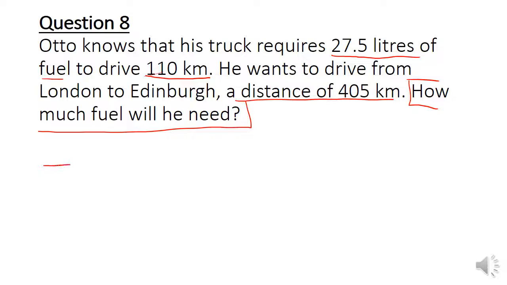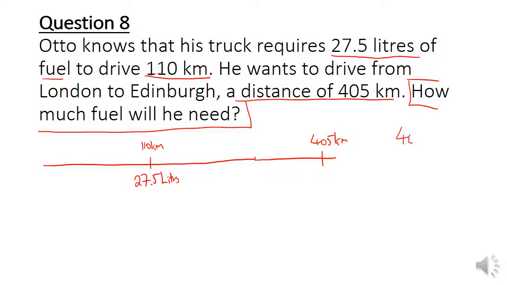So we could show this on a dual number line, and we know that 110 kilometres uses 27.5 litres of fuel, and he wants to drive 405 kilometres. So we need to know how many times 110 kilometres goes into 405. So you could do 405 divided by 110, and that would equal approximately 3.68. So it goes in 3.68 times.